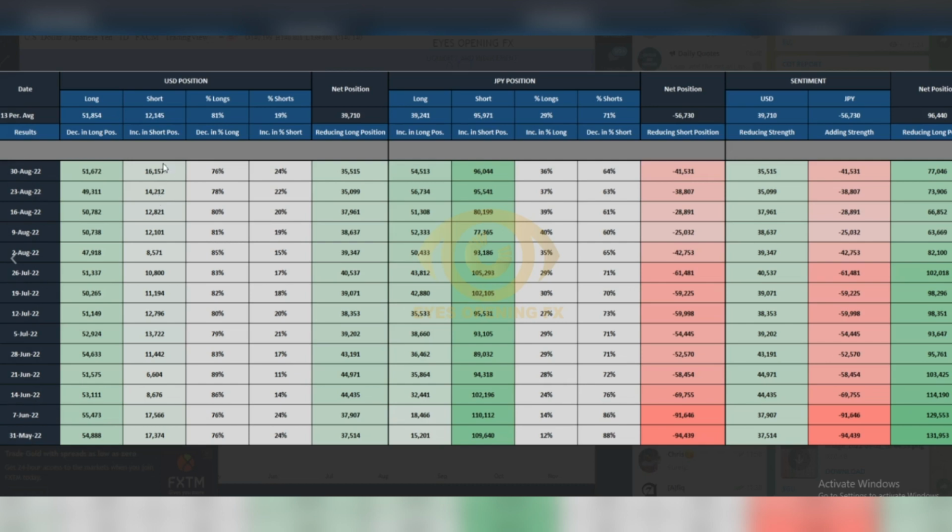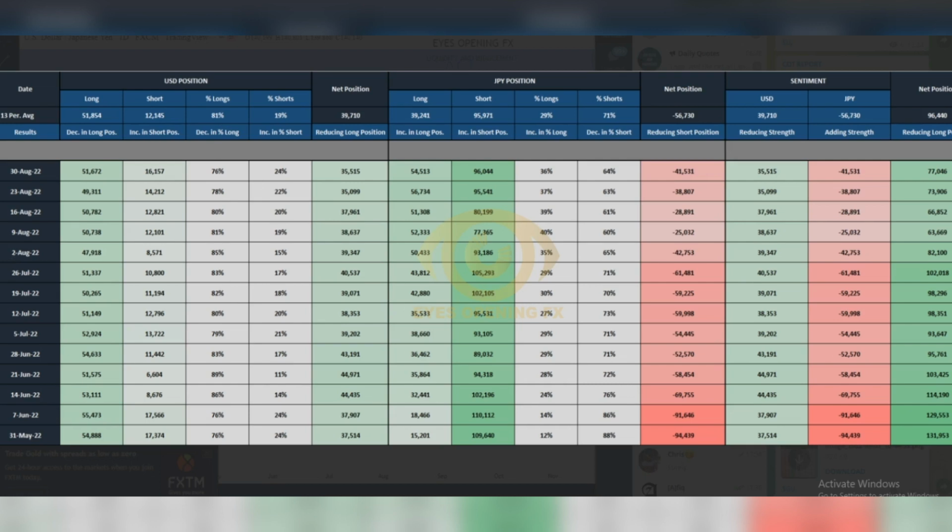Since they are increasing, this shows that the people selling USD now are increasing at a higher rate than the rate at which they're buying at the moment. Though buyers are still more than the sellers, the rate at which they're selling is more compared to the rate at which they're buying right now. Their percentage on long, you can see it here, is 81%, and the percentage of short is 19%, which you can see right here on the chart.